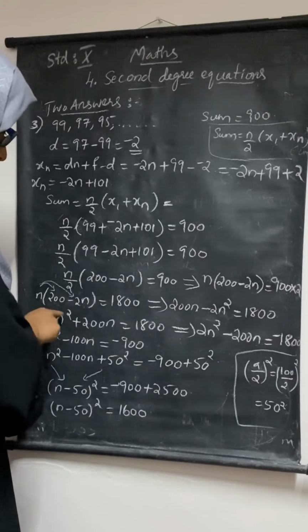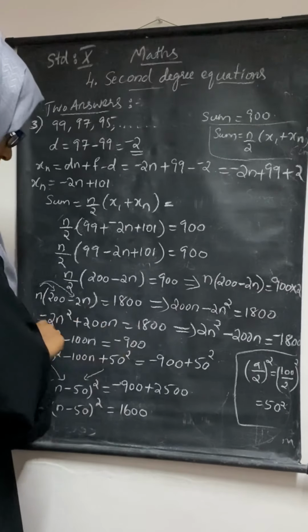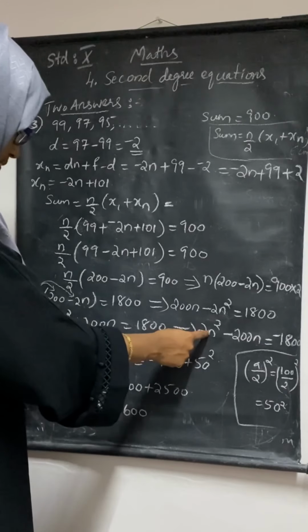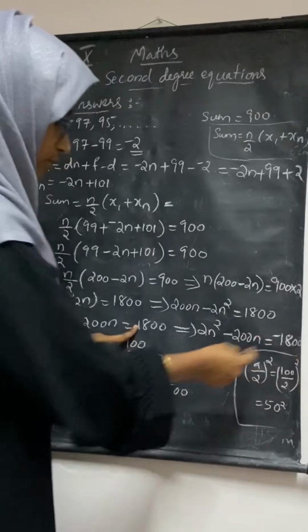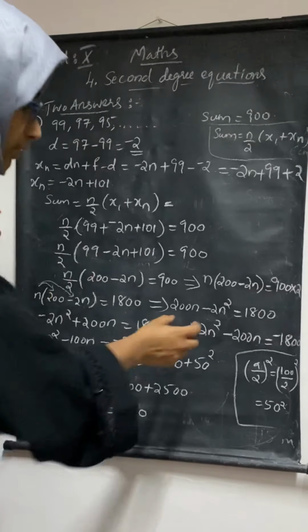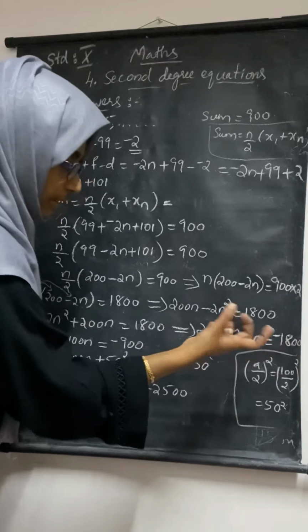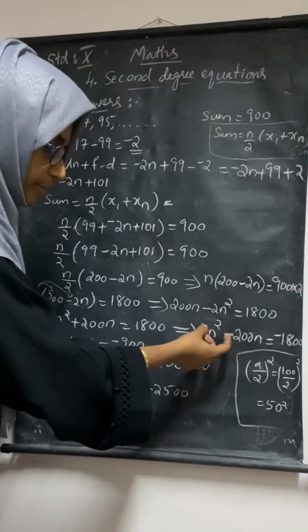If I change the sign, everywhere I have to change the sign. So I am taking this as a positive. 2n square plus becomes minus. Positive becomes minus here: 1800 minus 1800. Now here you can see these all are even numbers, or divisible by 2.